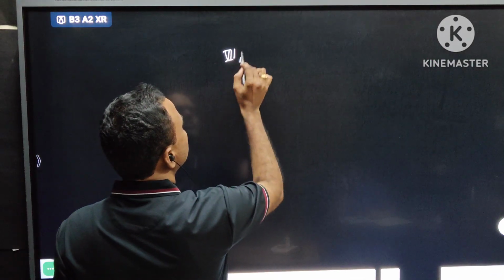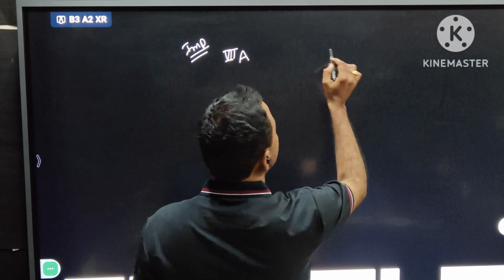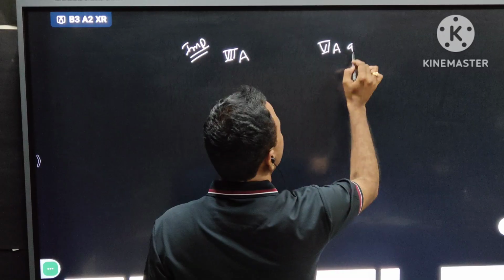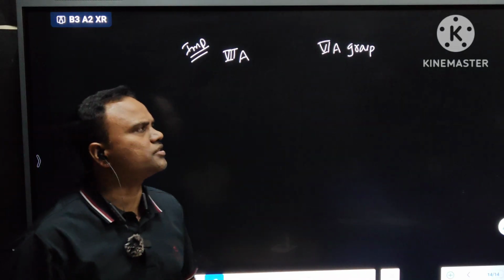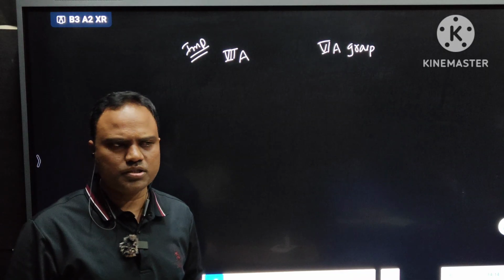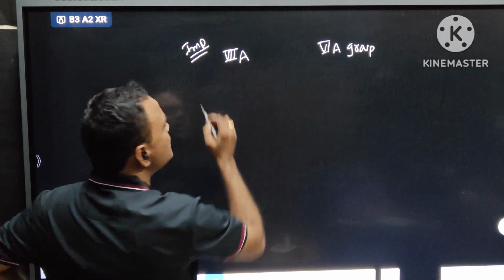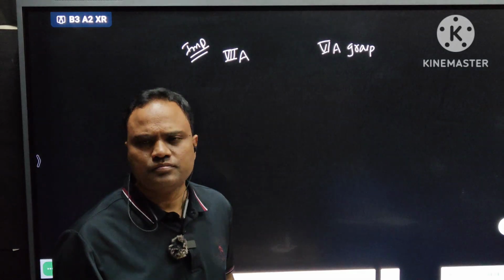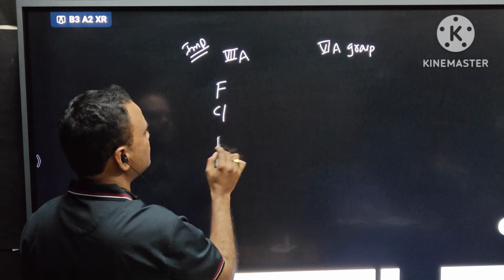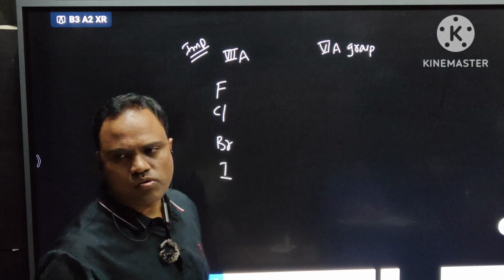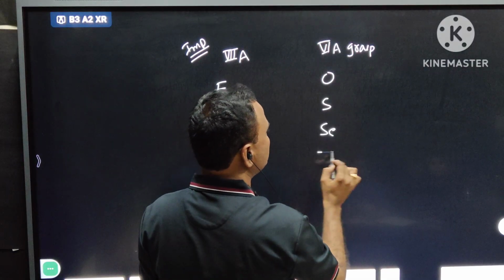Seventh A group elements, very very important examples. Seventh A group elements and sixth A group elements. I said to learn about sixth A and seventh A group. What are seventh A group elements? Say halogens. Fluorine, chlorine, bromine, iodine. 6A group: oxygen, sulfur, selenium, tellurium and polonium.